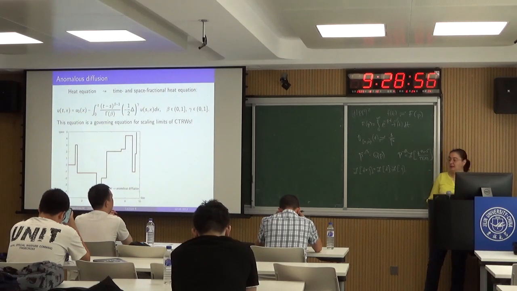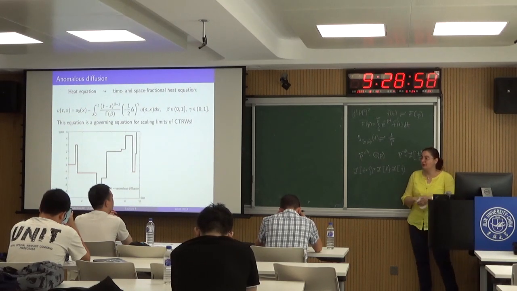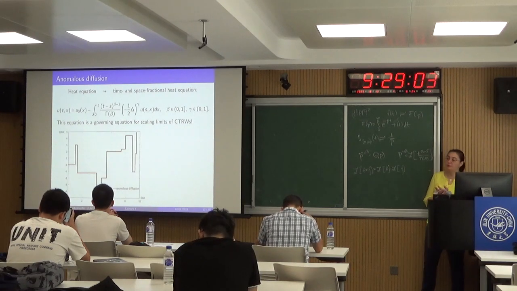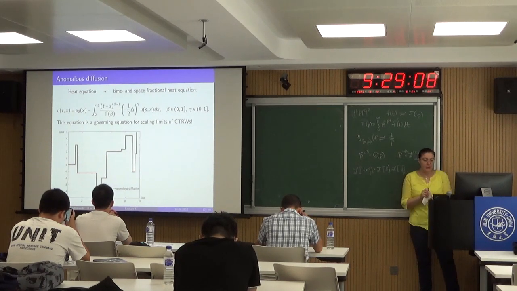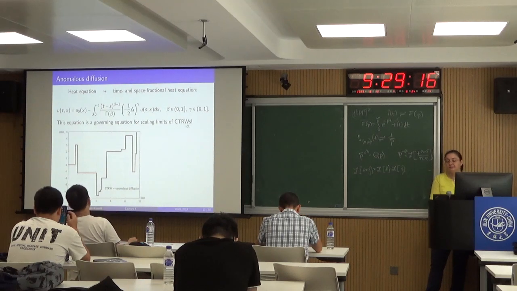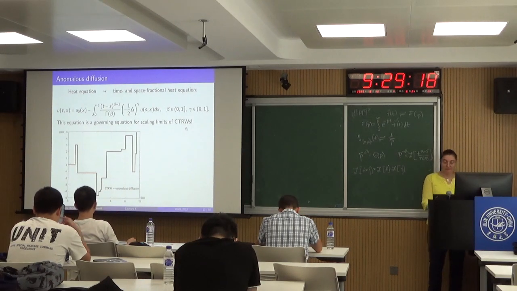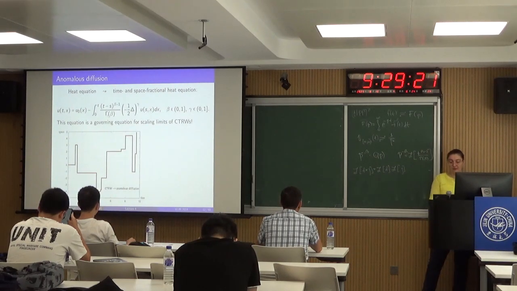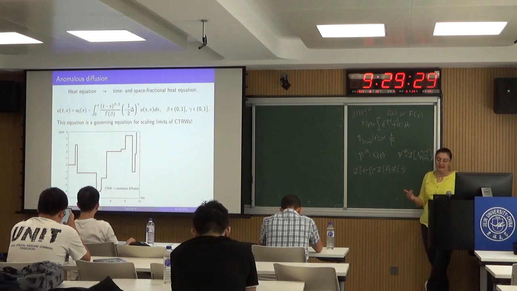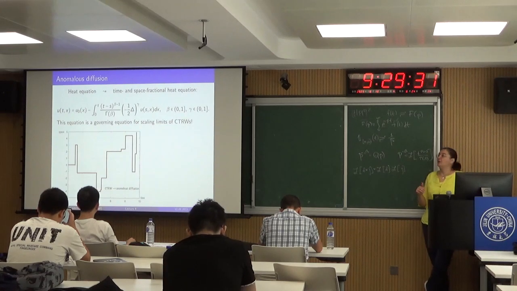So as I said, there are many approaches to describe anomalous diffusion. And today I would like to discuss one particular approach, which is historically probably the first one and the most established one. It is the so-called continuous time random walks, CTRW. So it turns out that this equation is a governing equation of processes which pop up as scaling limits of this type of random walks.